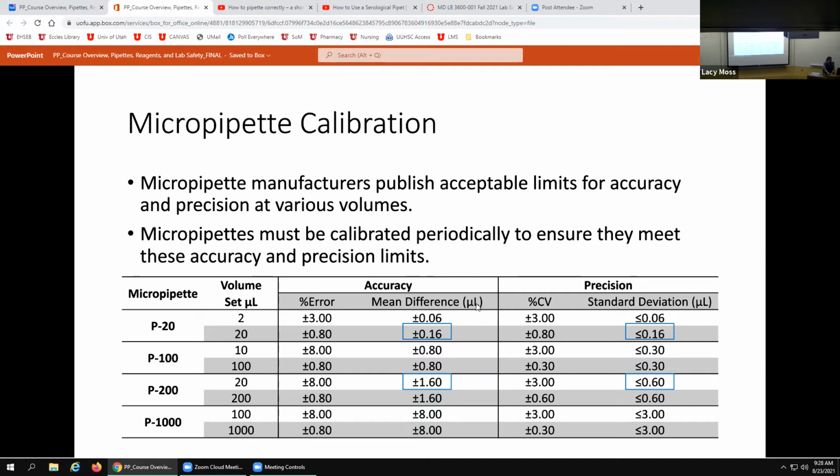You can see here the P20 at 20 microliters, its accuracy is 0.16 microliters, whereas the P200 at 20 is 1.6. That's a big difference in accuracy. So this is why we always use the pipette at its upper range. Its precision is also better on the P20 at 20. Same thing goes for the P100 at 100, its accuracy is 0.8 microliters, whereas on the P1000, it's an 8 microliter difference. It is not very accurate at 100. So always choose a pipette that is at the upper range for the volume you want.